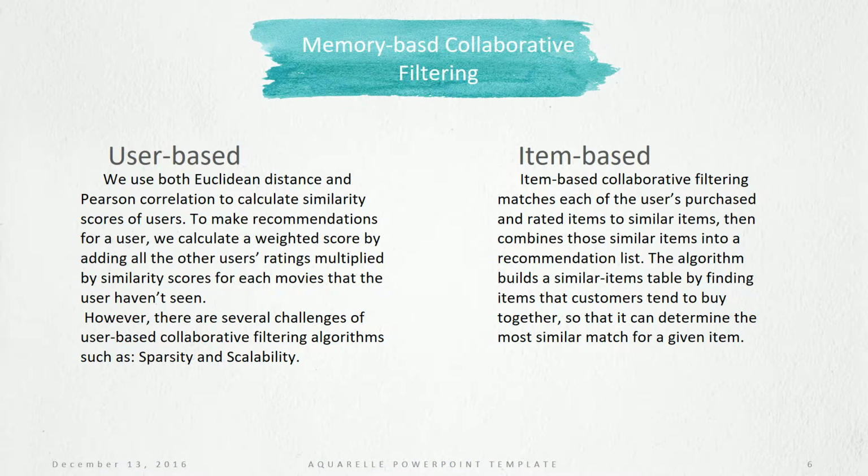In the user-based algorithm, to make a recommendation for a user, we calculate the weighted score by adding all the other users' ratings multiplied by the similarity score for each movie that the user hasn't seen. However, there are several challenges of user-based collaborative filtering algorithms such as sparsity and scalability. The item-based algorithm is almost the same as the user-based method, except it calculates the similarity between items.